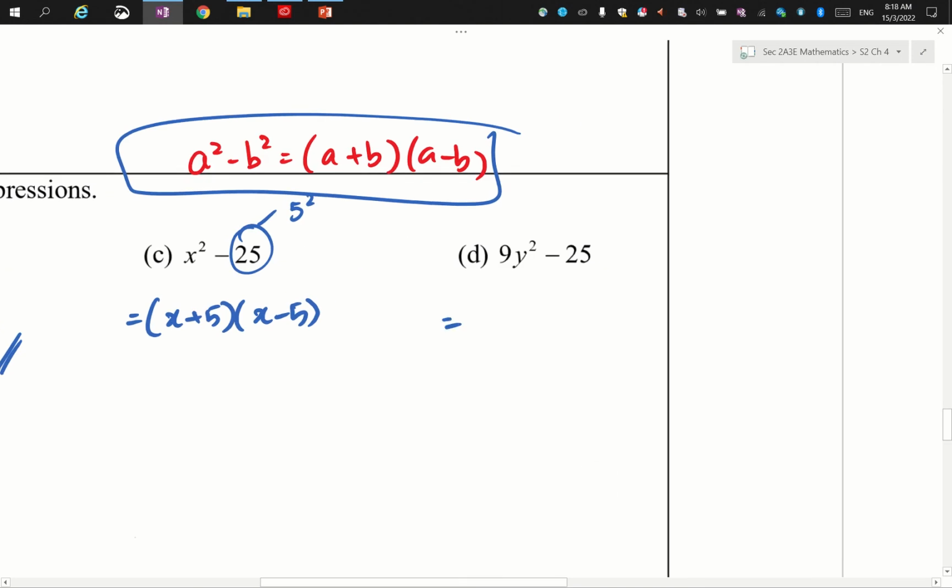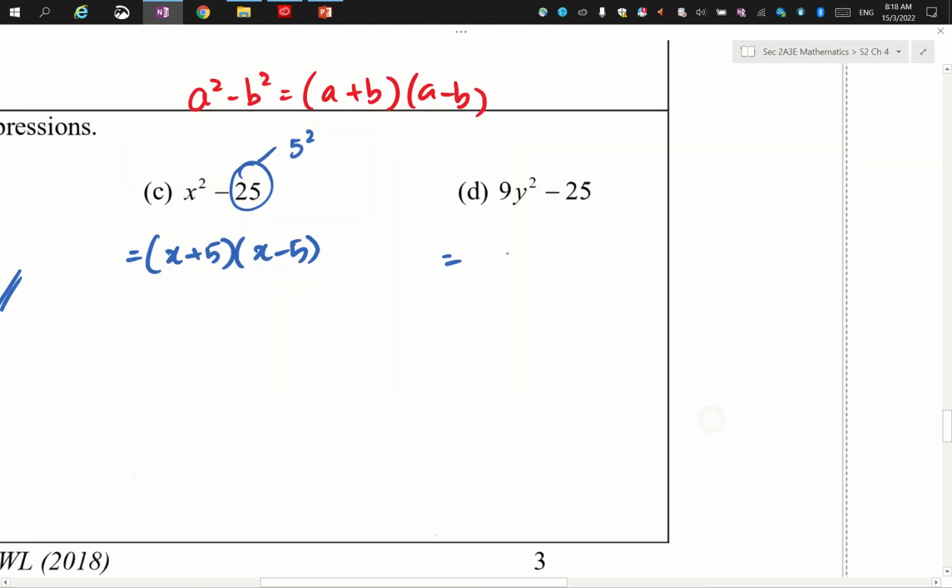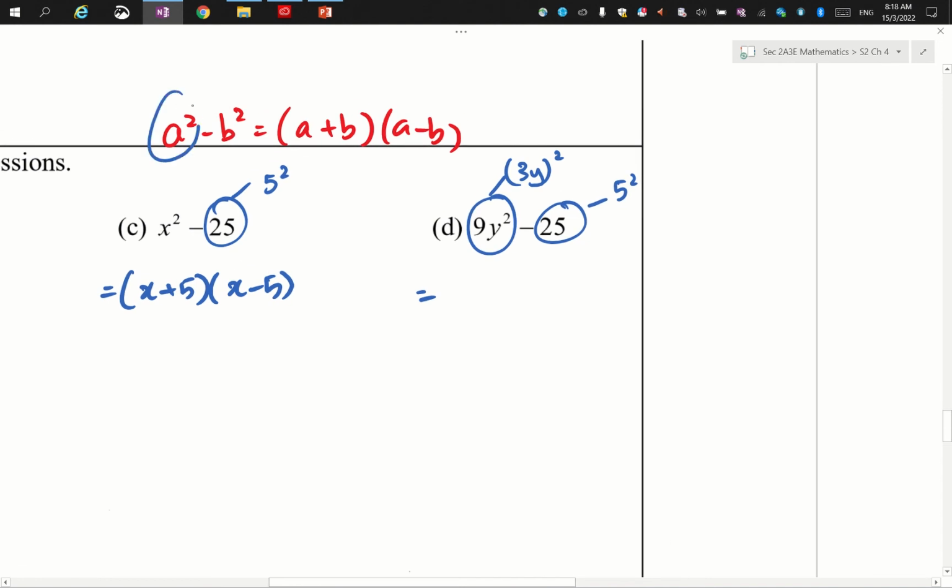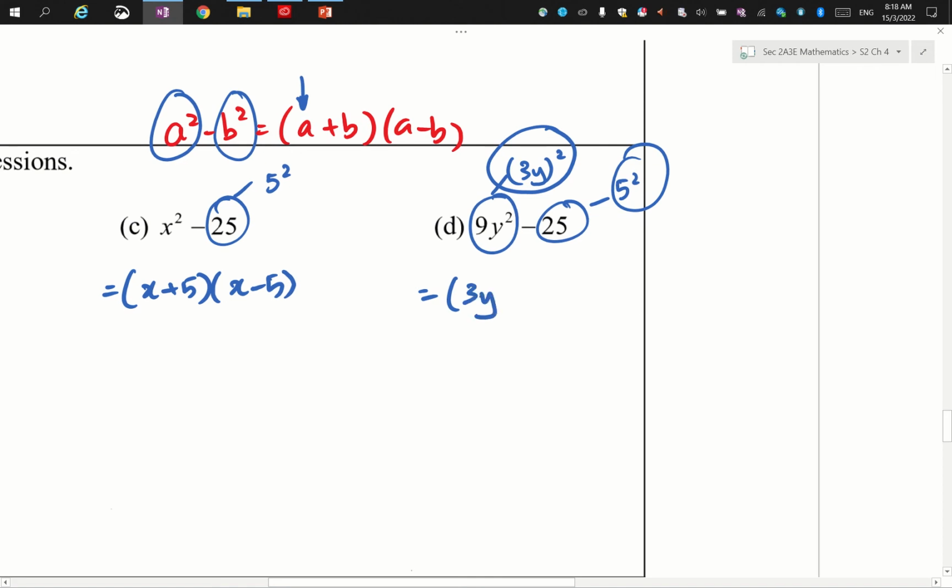For part D, your 9y squared can be written as 3y with a bracket square. Your 25 can be written as 5 squared again. So now we have our a squared, which is your 3y squared, minus b squared, which is your 5 squared again. So the factorized form says open bracket a, so a in this case 3y plus b, so plus 5. Open bracket again. It says a again. This time a is 3y minus b, so minus 5. And this is our factorized form.